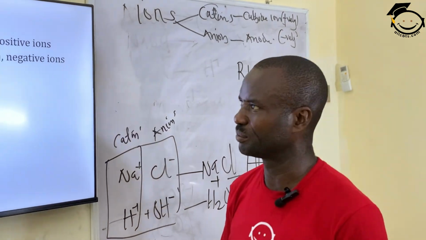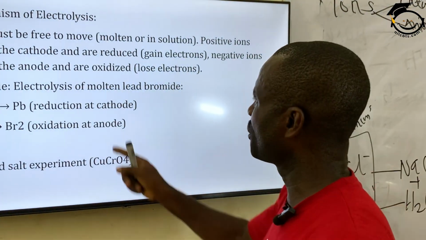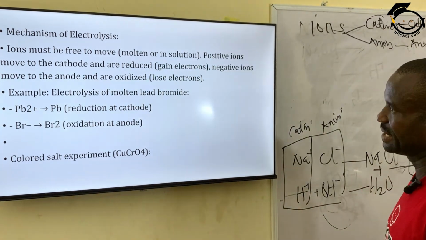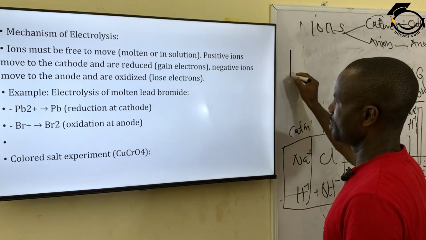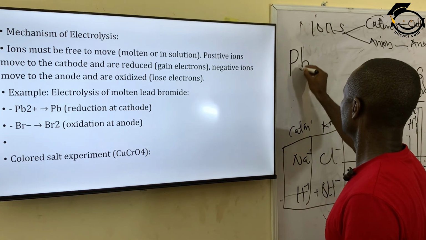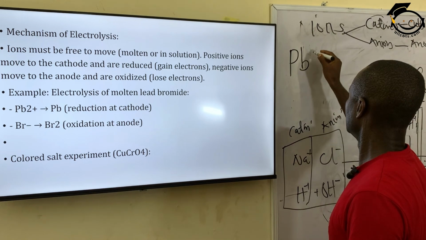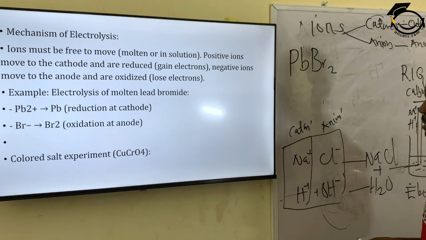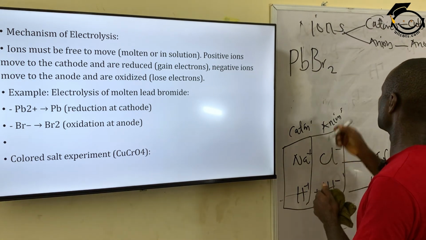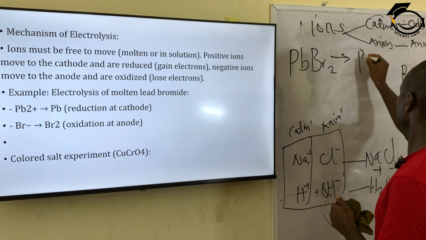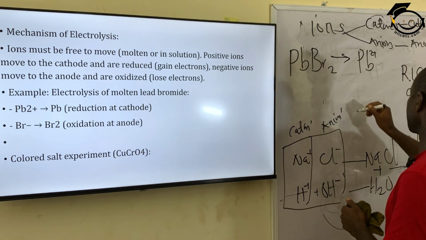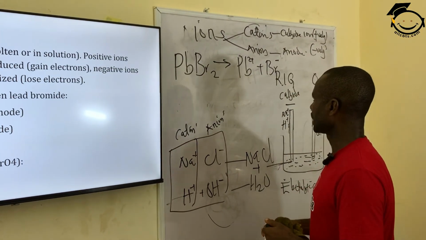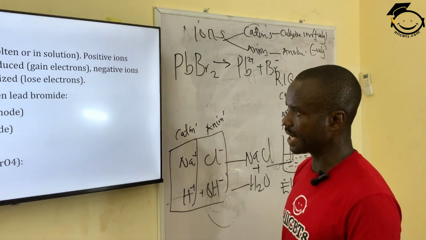So let's take, for example, the electrolysis of molten lead bromide. Lead bromide is PbBr2. This is lead bromide. So meaning lead bromide can dissociate, can break down into Pb2+, these are the ions now, plus bromide ions. Can you see? Is that clear?